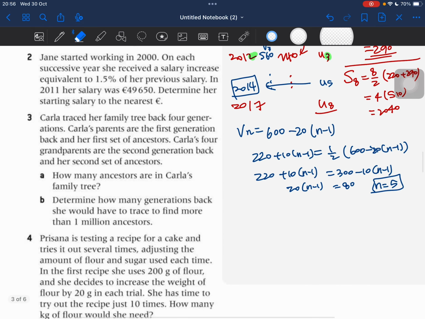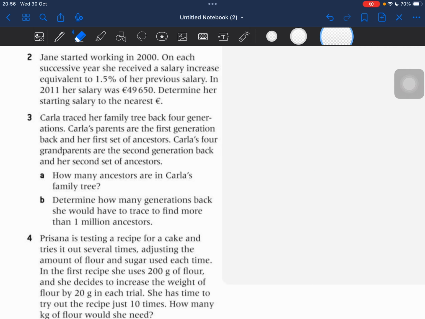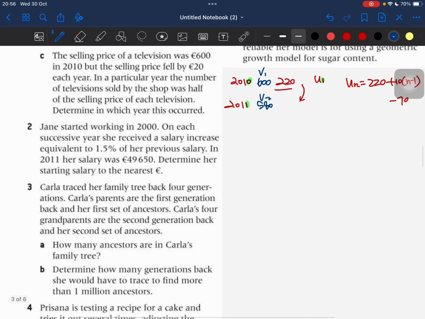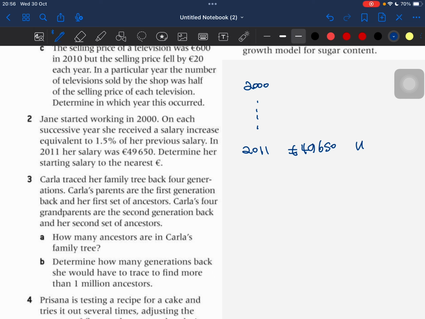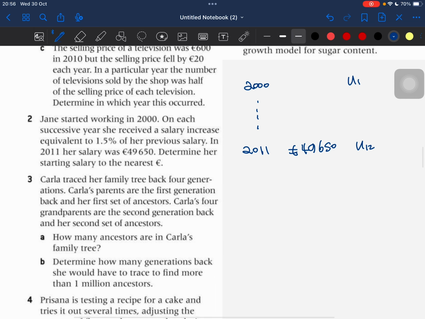Number 2. Jane started working in 2000. On each successive year, she received a salary increase. So she starts in 2000 and it increased. In 2011, 49,650 euro. So this is U12, because this is U1, 2000, 2001, 12.